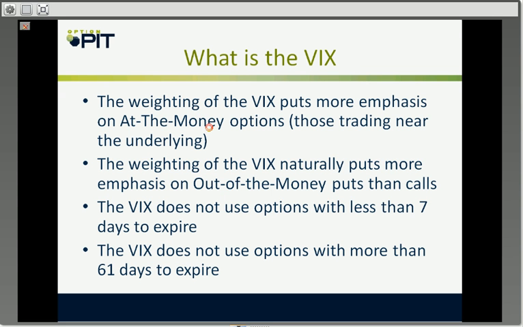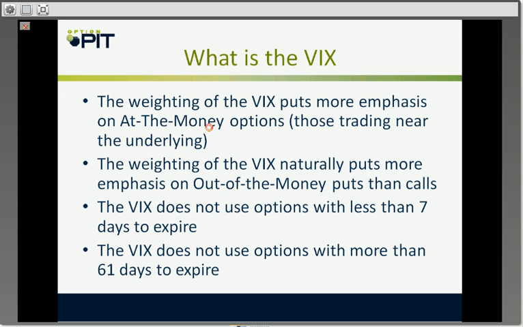The weighting of the VIX actually puts more emphasis on out-of-the-money puts than on out-of-the-money calls. It's a little odd, and I don't know why they thought that was the right way to go. But interestingly, if puts get a bid and calls don't, or puts get a bid and calls get sold, the VIX may actually still read up.